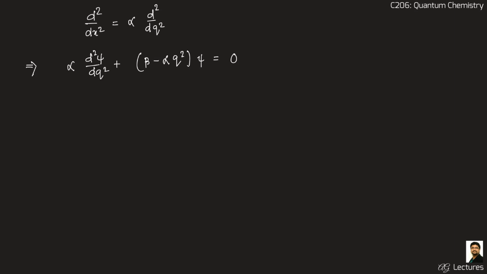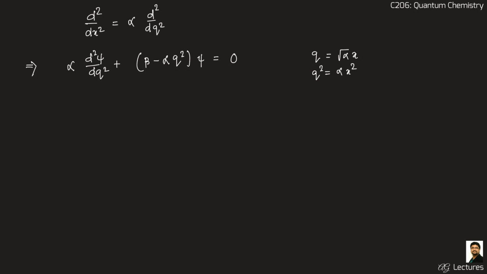This is considering that we have q is equal to root alpha x, so therefore q² is alpha x². Here in this particular case we had an alpha minus alpha² x², so one alpha is left from here and the other alpha x² is replaced by q², and that is why, instead of minus alpha² x², we get minus alpha q².